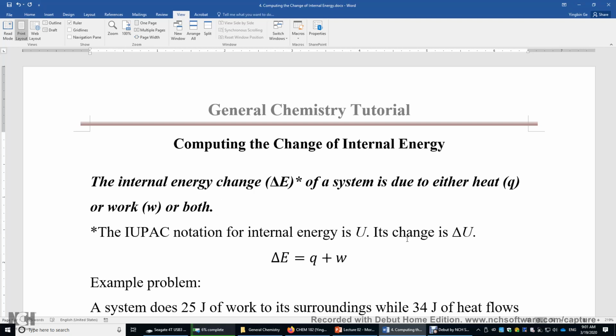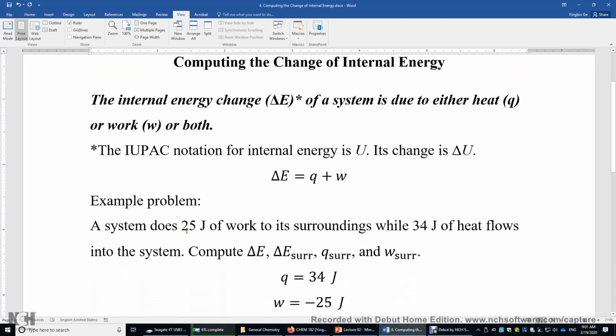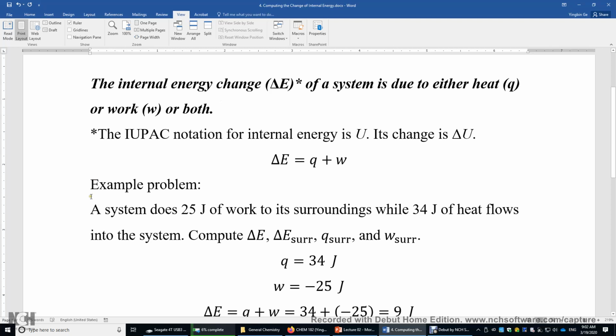Therefore, in many textbooks, you will see delta U instead of delta E for the internal energy change of a system. But in this video, we will just use delta E. And delta E equals Q plus W. We will use this equation to compute delta E of a system. Here is one example problem.